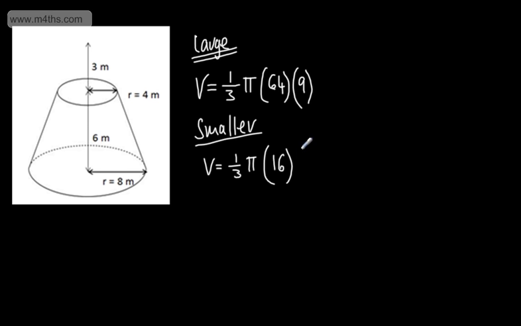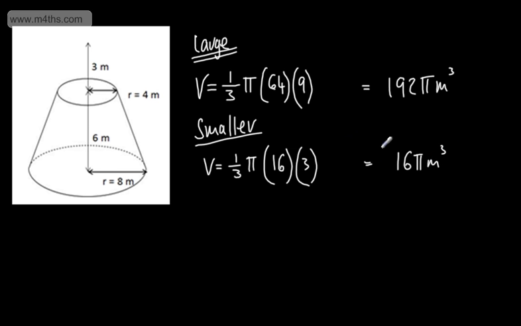So if we do that, the height is going to be 3. We can tidy this up, and let's just do some quick maths, that's going to give me 192 pi, and that will be meters cubed. All I've done is divided the 9 by the 3 and multiplied up. This one right here, 1/3 of 3 is 1, so this is going to give me 16 pi meters cubed.